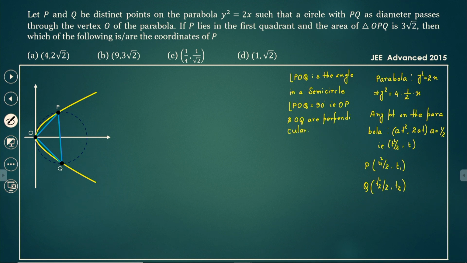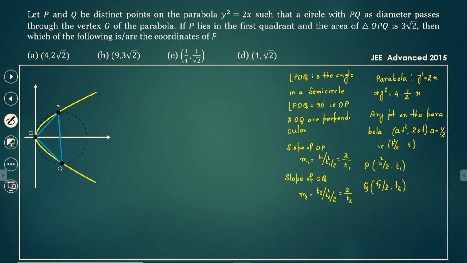Let's find the slopes now. The slope of OP, let us consider it as m1. So m1 is equal to y2 minus y1 over x2 minus x1, so t1 divided by t1 square divided by 2, which implies 2 divided by t1. And the slope of OQ, let us consider as m2, is t2 divided by t2 square divided by 2, which implies 2 by t2.